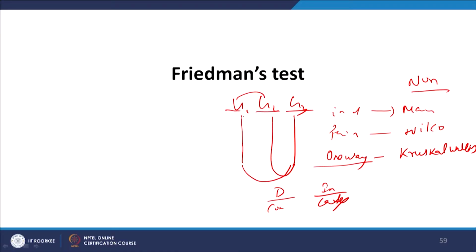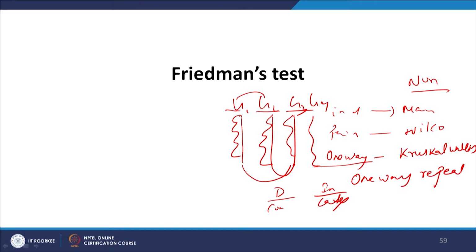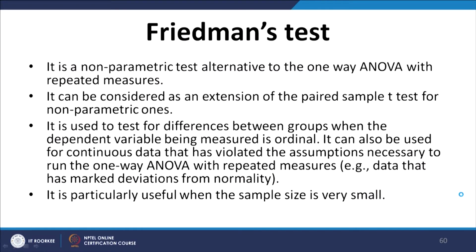So, then each of these groups has the same people, but the experimental values are recorded maybe 3 times or 4 times. In such a condition, in a parametric case, you use a technique called the one way repeated measure test. Similarly, in the non-parametric case, you have a test called the Friedman's test, which is similar to this one way repeated measures ANOVA.